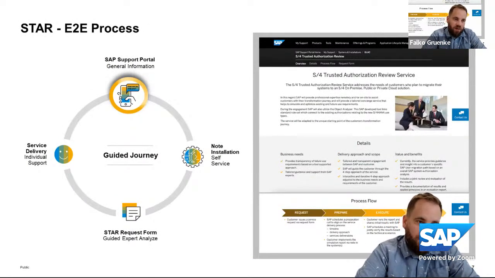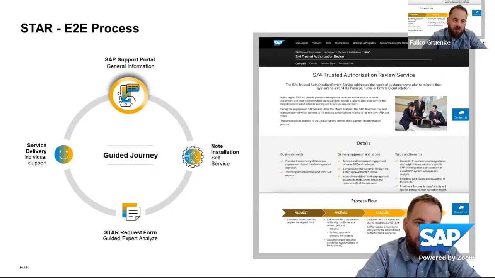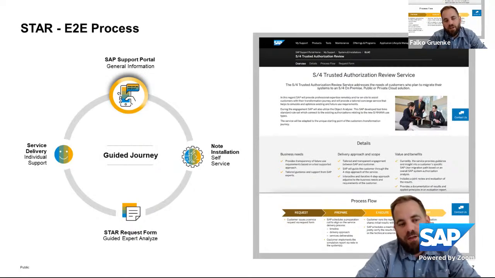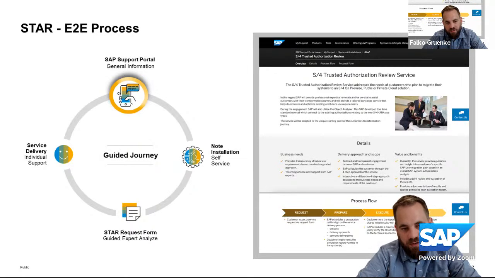So a little bit around the service on top. So the service is available for all our customers and is included in your maintenance costs. So there's no additional charge for this service, and you can request it via the SAP support portal. We will later on also put the link into our chat. And if you're going into there, you can request the service with a couple of questions around your current status.